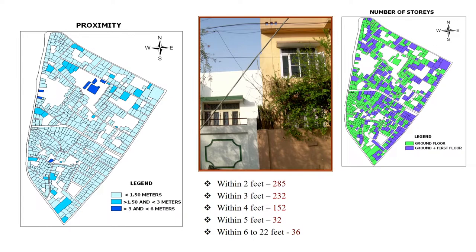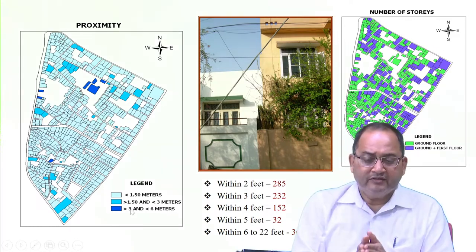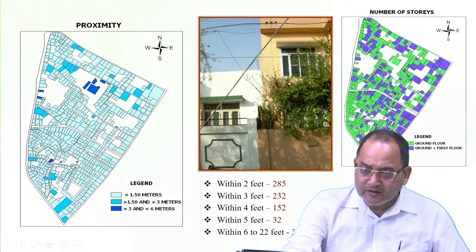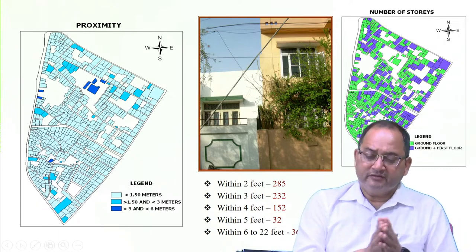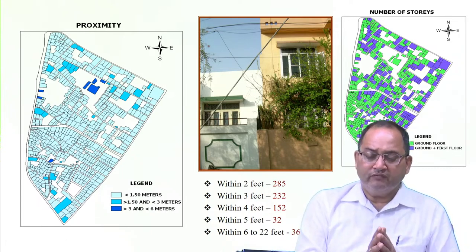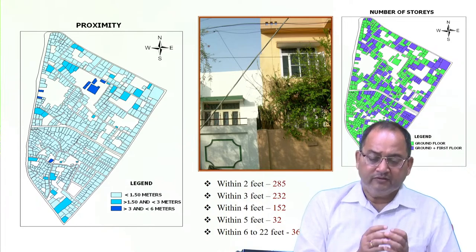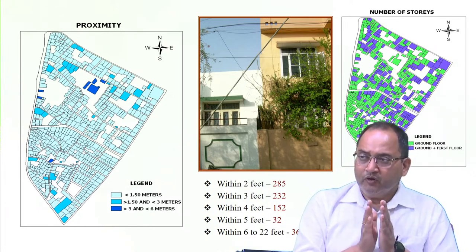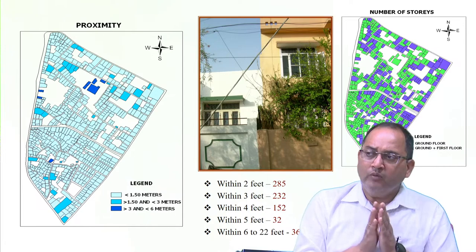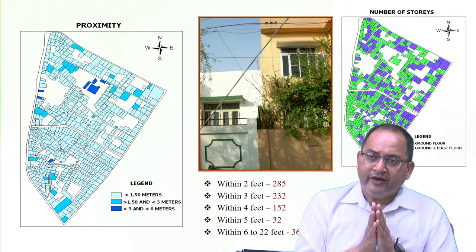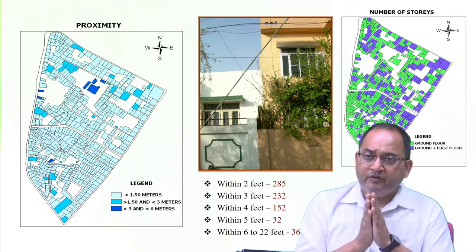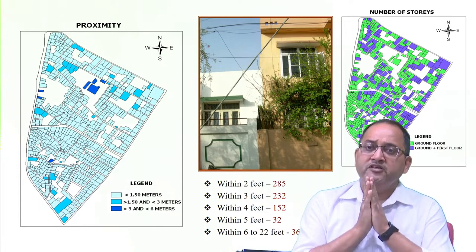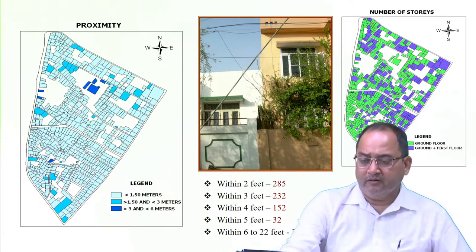So here we have tried to map the gap between the buildings, whether the gap between adjacent buildings is less than 1.5, is it 1.5 to 3 meters, or is it 3 to 6 meters, because we want to find out how many buildings will be affected by this hammering effect that happens when two buildings collide with each other during an earthquake.